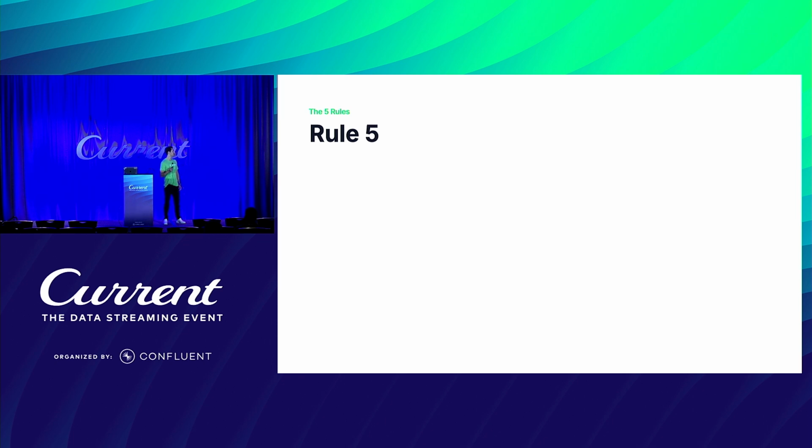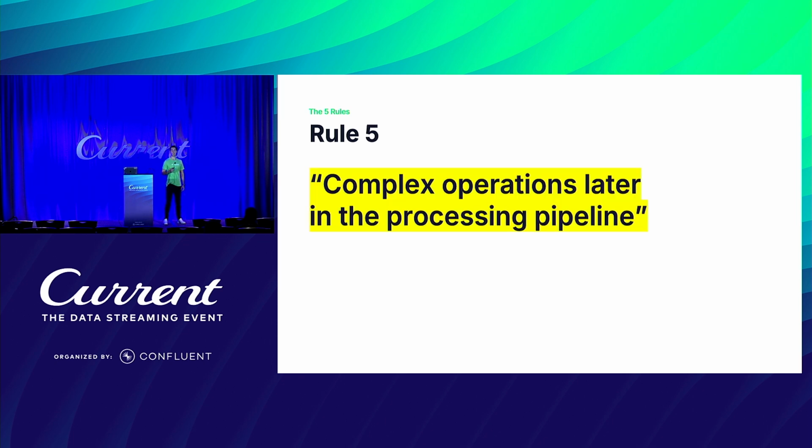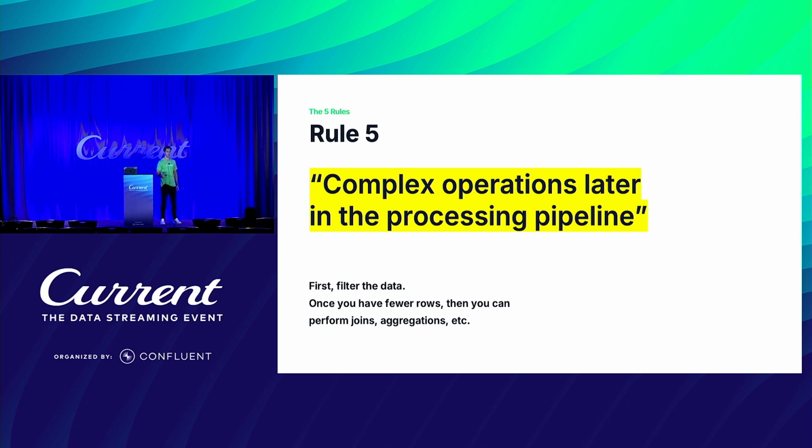And lastly, rule number 5, complex operations later in the processing pipeline. Always filter first. And once you have fewer rows, then you can do more complex operations like aggregations, joins, and so on.